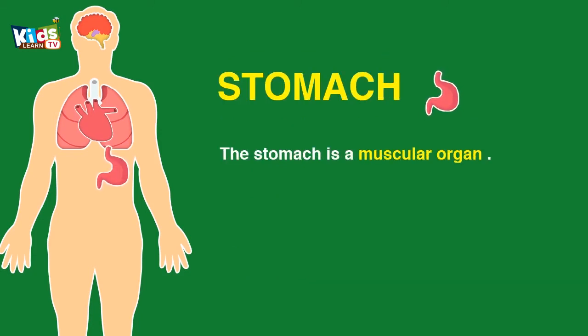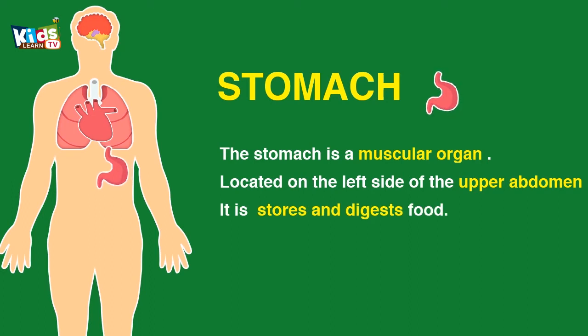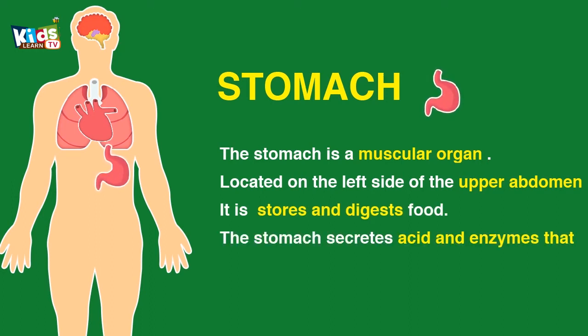Stomach is a muscular organ located on the left side of the upper abdomen. It stores the food and digests the food. Stomach secretes acid and enzymes that digest food.